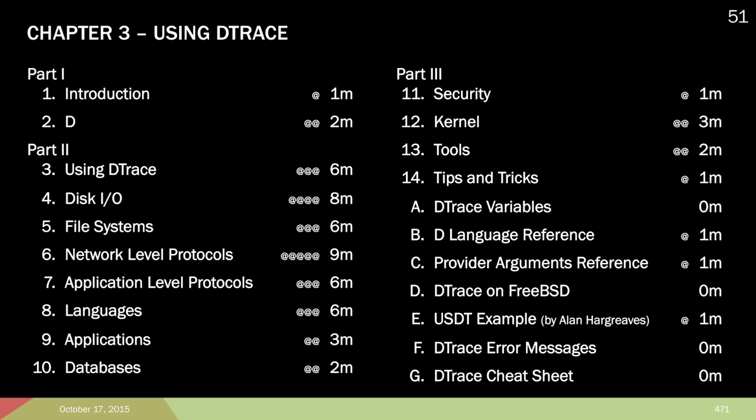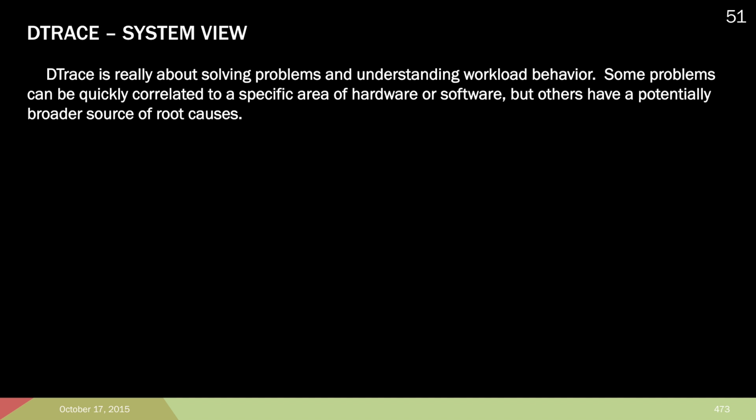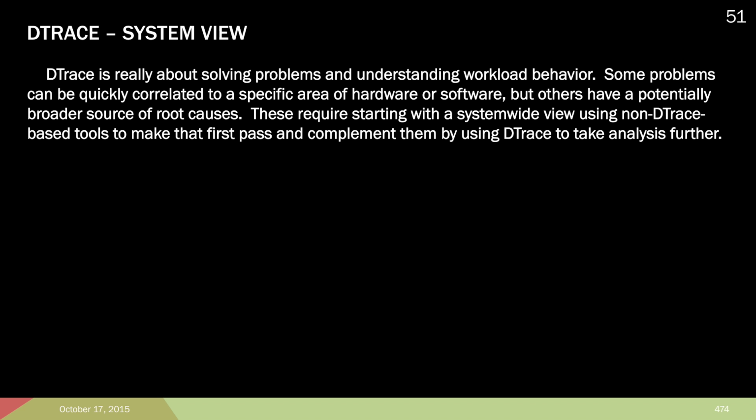Okay, starting part 2. Chapter 3 is the system view, and this will give us a good overview of using DTrace to solve problems. DTrace is really about solving problems and understanding workload behavior. Some problems can be quickly correlated to a specific area of hardware or software, but others have a potentially broader source of root causes. These require starting with a system-wide view using non-DTrace-based tools that make a first pass, and then complementing them by using DTrace to take analysis further.